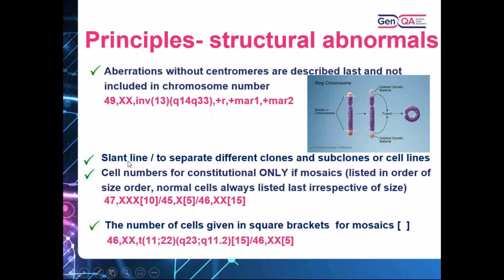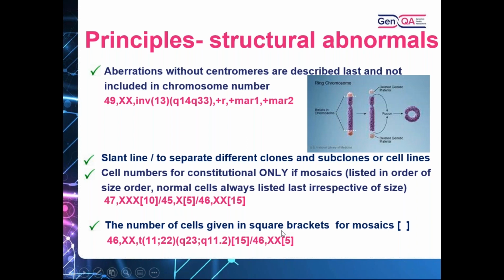You use a slant line to separate different clones or subclones or cell lines. Cell numbers are only given for constitutional if they're mosaic, and you list them in order of size. Normal cells are always listed last, irrespective of size. So I've given you an example here where the largest cell line is the normal cell line, but you have to list it last. The next largest is listed next, and there isn't a space there, even though it looks like there is: 47,XXX[10]/45,X[5].